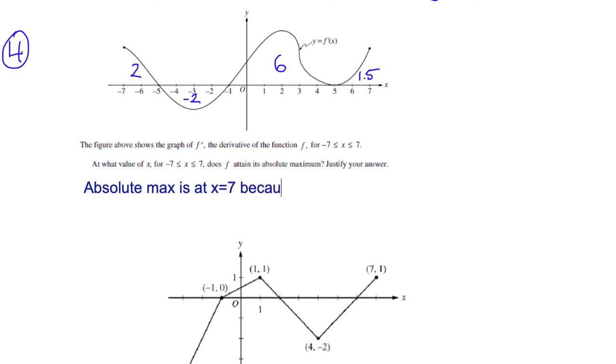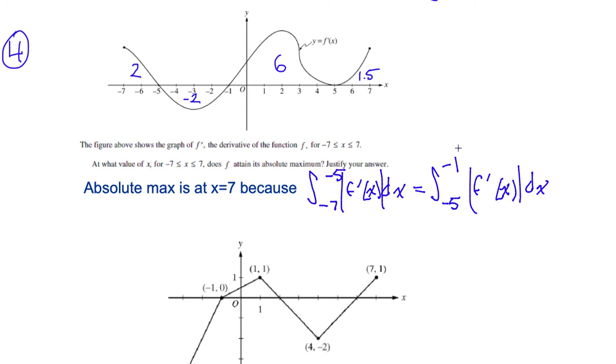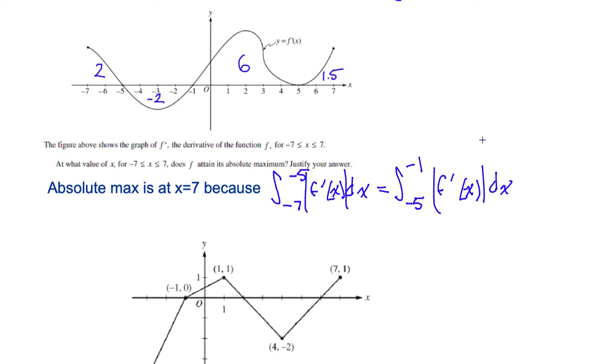Why? Because I'm going to have to write some integrals and stuff again. So let me come back here. I just want to talk about sizes. I'm going to say that these two are roughly the same, because the integral from -7.5 to -5 of f prime of x dx is equal to, in size, the integral from -5 to -1 of the absolute value of f prime of x dx. Those sizes are equal, so they cancel each other out, and you're only having positive values there.